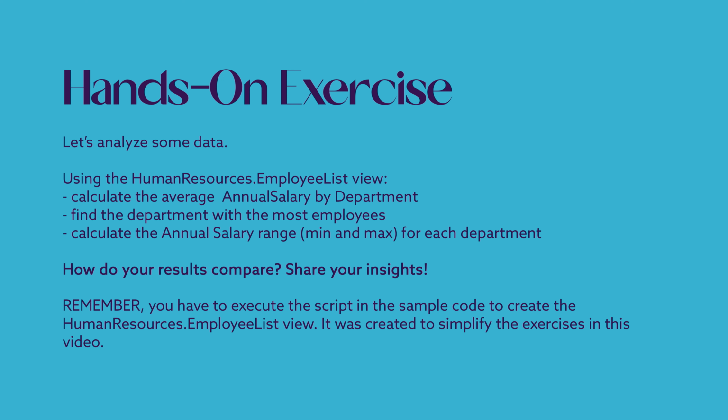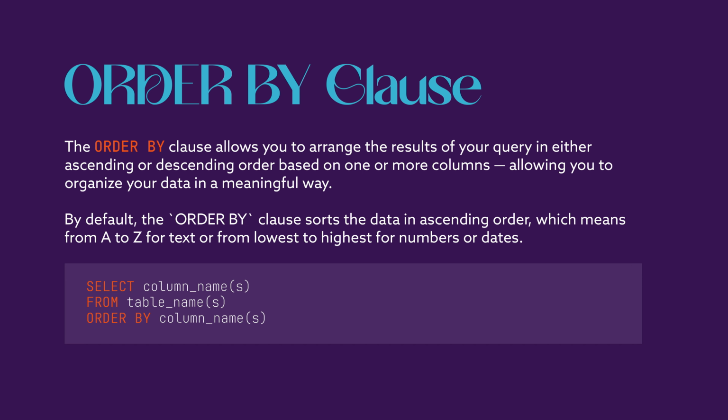Share your insights. The order by clause allows you to arrange the results of your query in either ascending or descending order based on one or more columns, allowing you to organize your data in a meaningful way. By default, the order by clause sorts the data in ascending order, which means from A to Z for text or from lowest to highest for numbers or dates.